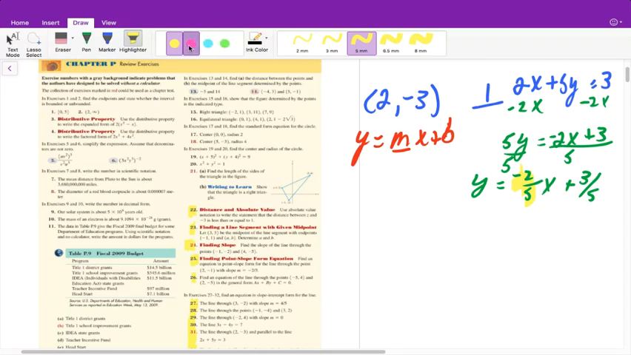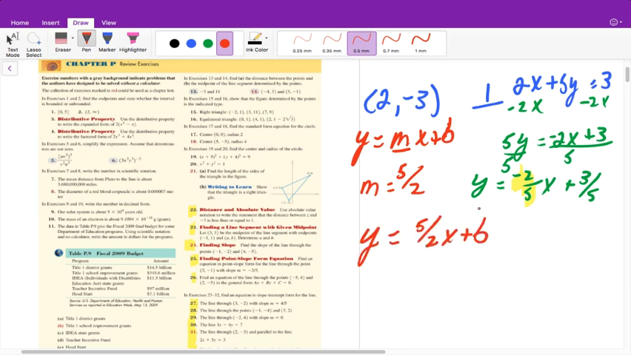So then if my line is going to be perpendicular, then that means that this slope would have to be equal to 5 over 2 because it's the negative reciprocal. So now I have y is equal to 5/2 x plus b. So in order for me to solve for b, I need to plug this in because this is an x and this is a y. So negative 3 is equal to 5 over 2 times 2 plus b.